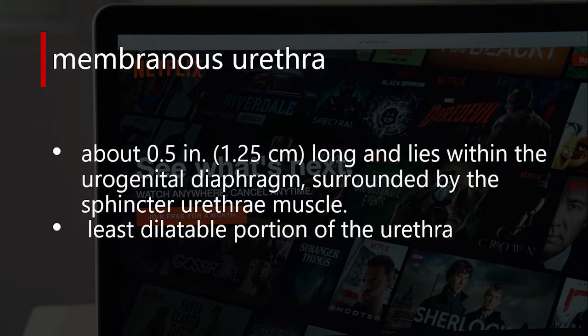The membranous urethra is about 0.5 inch or 1.25 centimeters long and lies within the urogenital diaphragm, surrounded by the sphincter urethrae muscles. It is the least dilatable portion of the urethra.